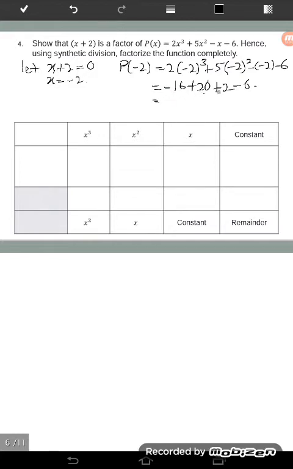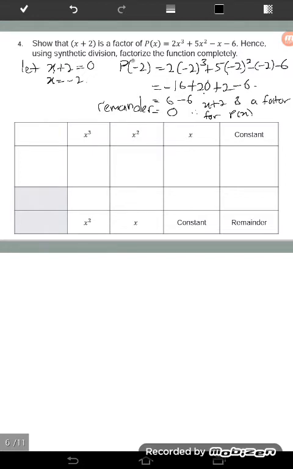Okay, so this one 4. 4 plus 2 is 6. 6 minus 6 is equal to 0. Okay, so p negative 2 is equal to 0. So p negative 2 is the remainder, from the remainder theorem. Okay, so from the remainder theorem, to find the remainder, we use p negative 2, which is we substitute x with negative 2. Okay, so therefore, a short conclusion. So therefore, x plus 2 is a factor for px.